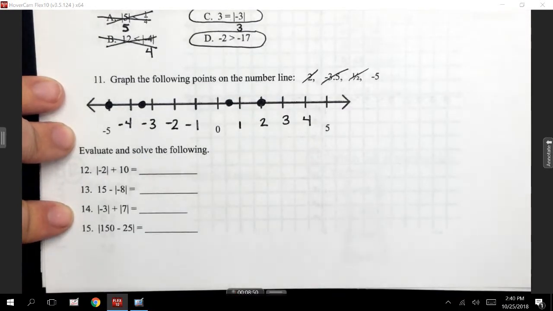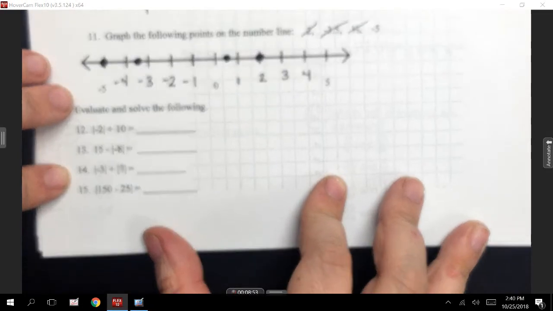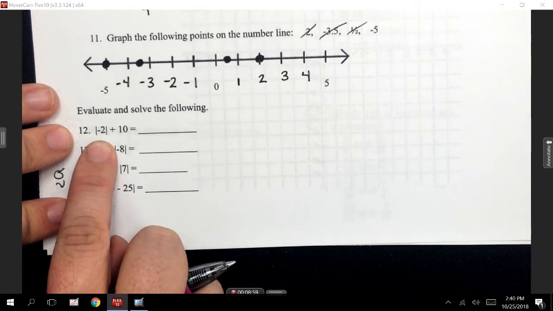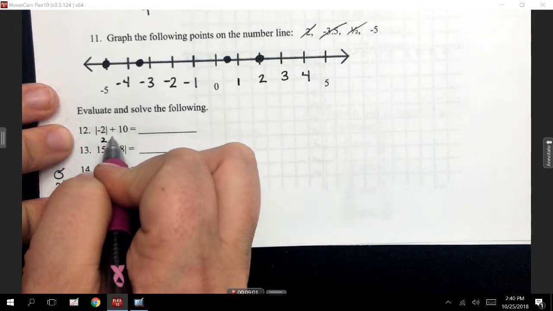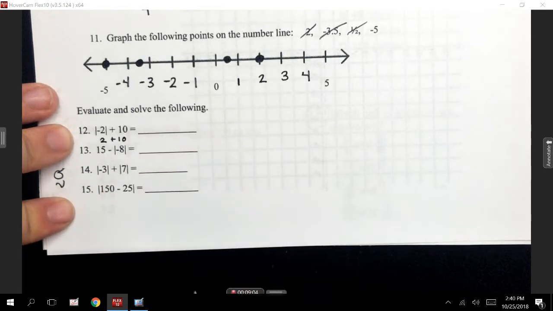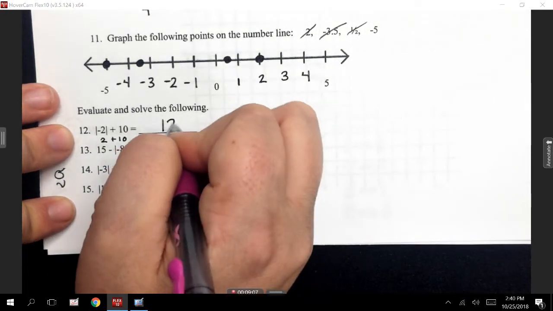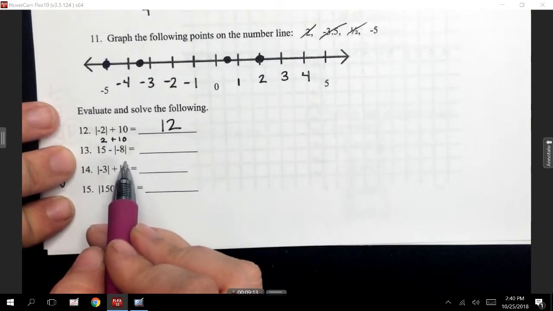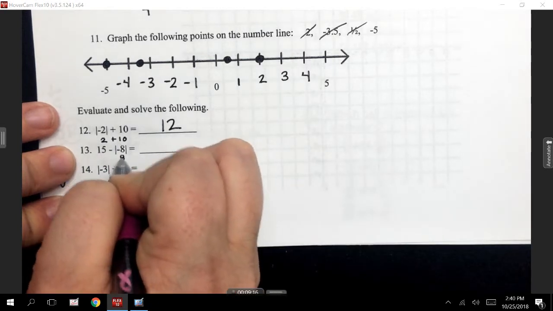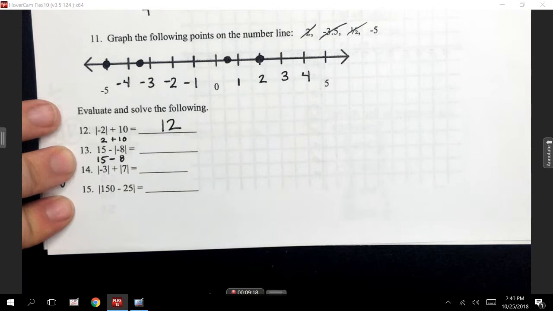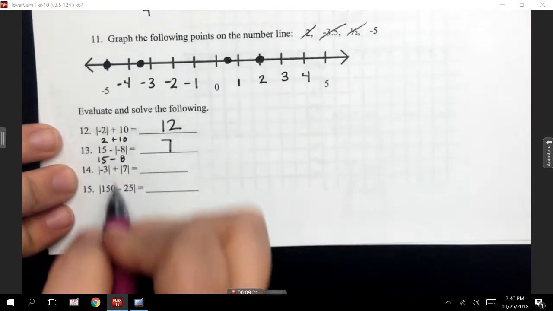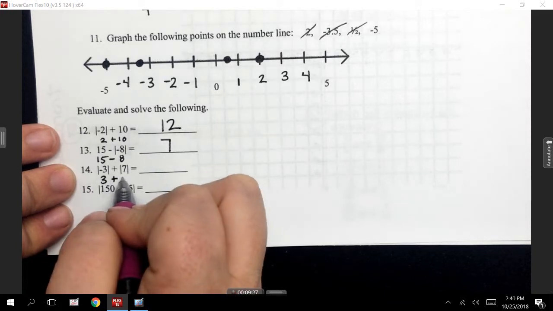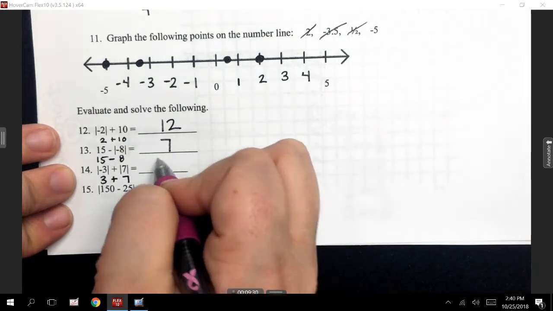Now these are those absolute value problems that I've been a little picky on. There's not a whole lot of room, but I've still got a little bit of room to show that work. When I take the absolute value of negative 2, it becomes 2. So my new problem just says 2 plus 10. And what is 2 plus 10, folks? 12. This says 15 minus a negative 8, but it's in the bars. So what is the negative 8 going to change to? 8. So now it just says 15 minus 8, and 15 minus 8 gives me 7. Here, the absolute value of negative 3 is 3, plus 7, and 3 plus 7 gives me 10.